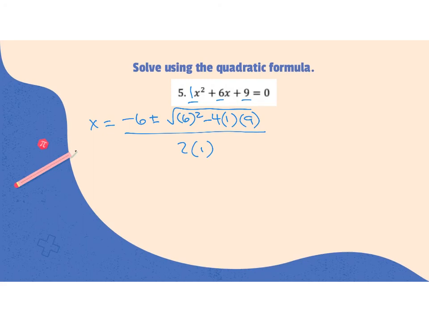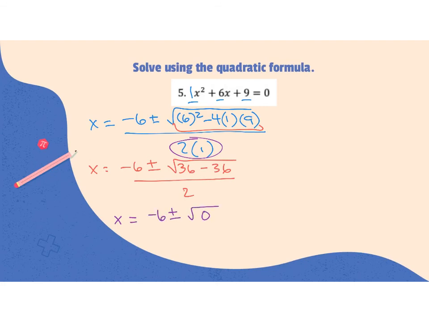So let's do under the radical first. Nothing happens with the negative 6 outside yet. Underneath the radical, 6 squared is 36. 4 times 1 times 9 is also 36. So I have 36 minus 36. In the bottom, I can take 2 times 1 and make it 2. So that's good. Now I have negative 6 plus or minus the square root of 0.